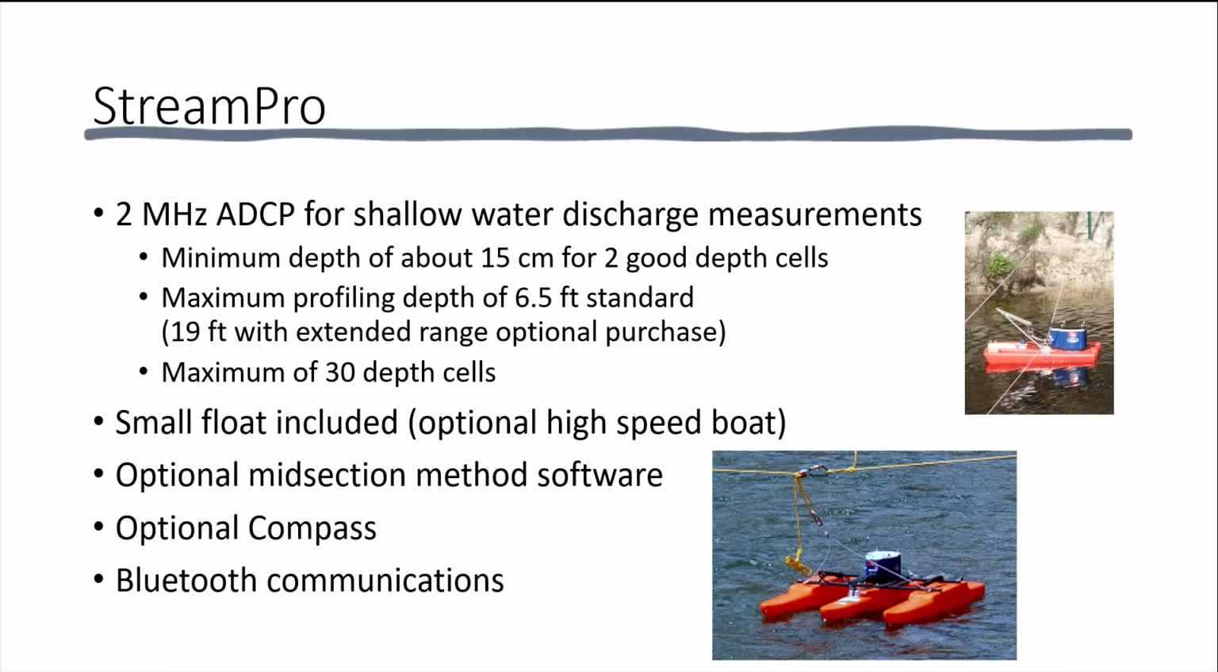So now let's look at the StreamPro. The StreamPro is a 2 MHz ADCP designed for shallow water discharge measurements. The minimum depth is about 15 centimeters for 2 good depth cells. The maximum profiling depth is about 2 meters for the standard version and approximately 6 meters with the extended range optional purchase. It has a maximum of 30 depth cells.